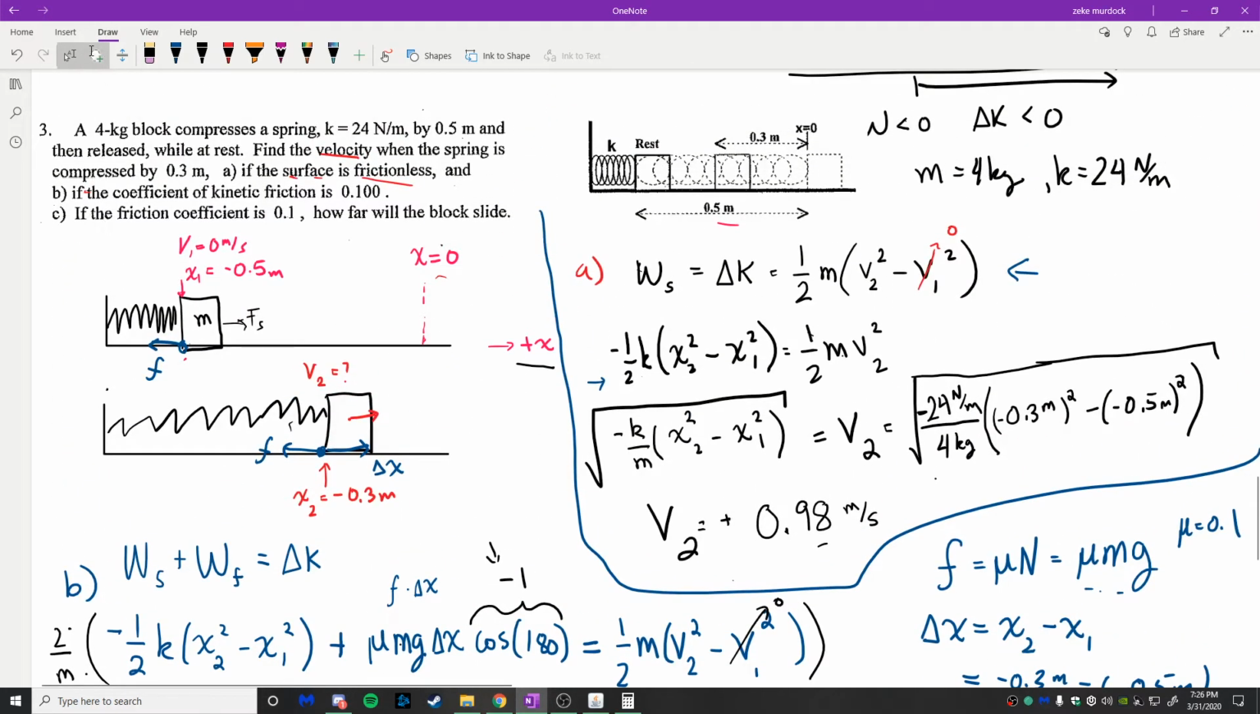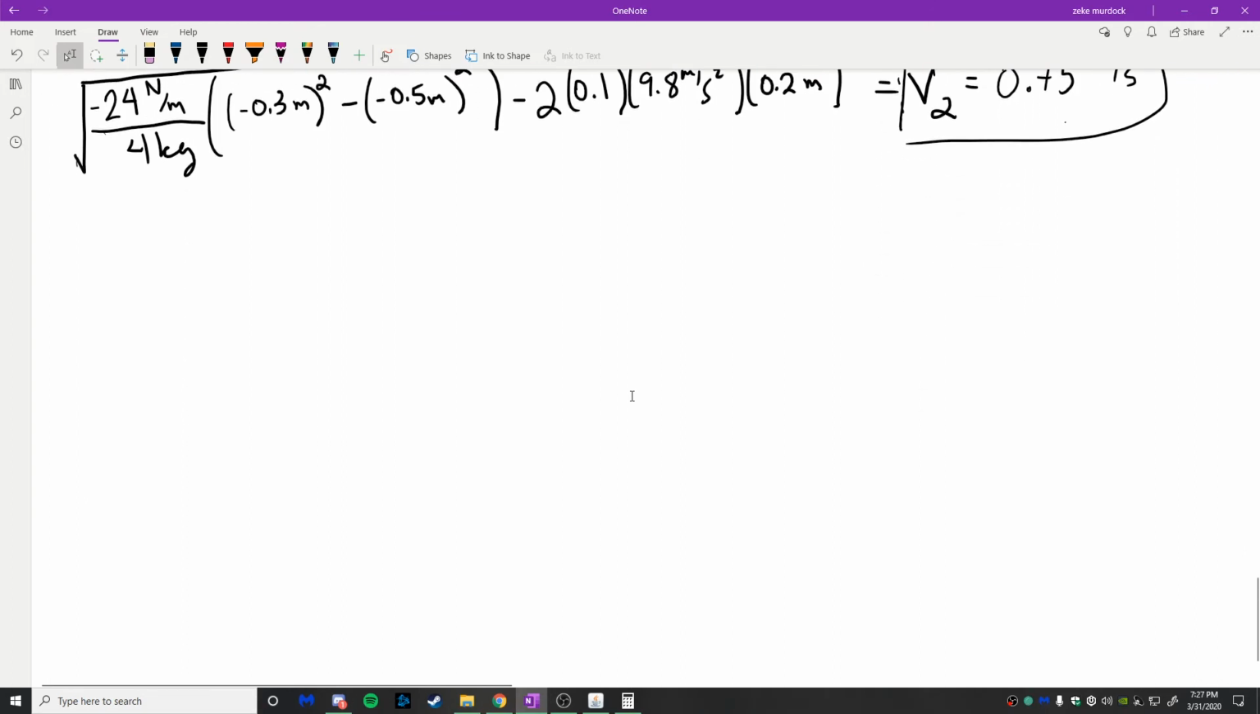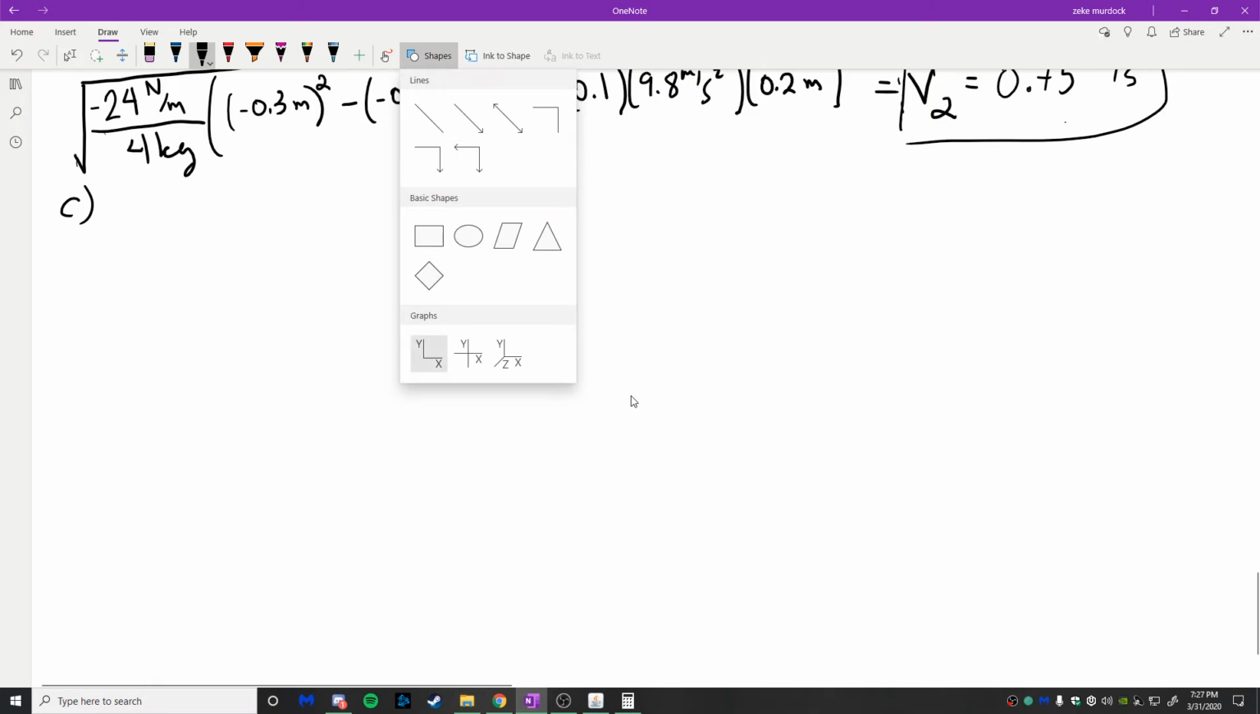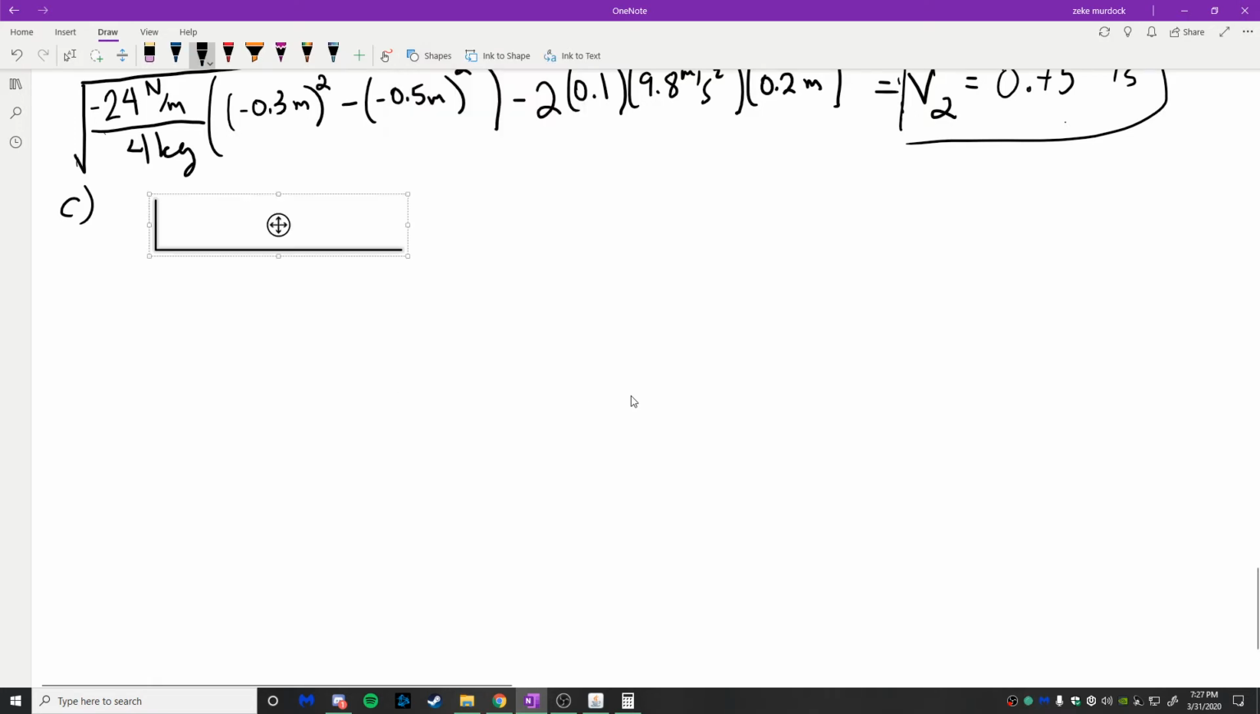The last part of this question was, if the friction coefficient is 0.1, how far will the block slide? So how far will the block slide implies that when the block gets to this location right here, we're going to say the block becomes detached from the system. Originally it was touching the spring, but not connected, so the block is going to basically be pushed away from the spring at this time. So in that case, we kind of need a little bit of a new picture. So we start off with our block in one location, and then the block's going to end up here in another location.